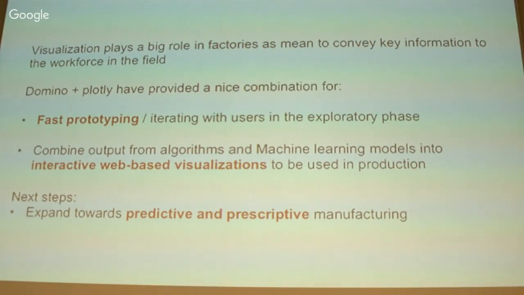And so we have been using fast prototyping and fast iteration with control groups of users in the exploratory phase before bringing that to production. We are combining the output from algorithms and machine learning models into interactive web-based visualization to be used in production. This is for the future. We need to expand towards predictive and prescriptive manufacturing.